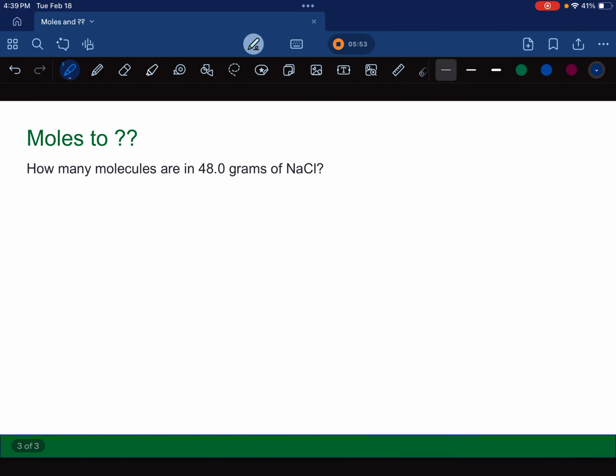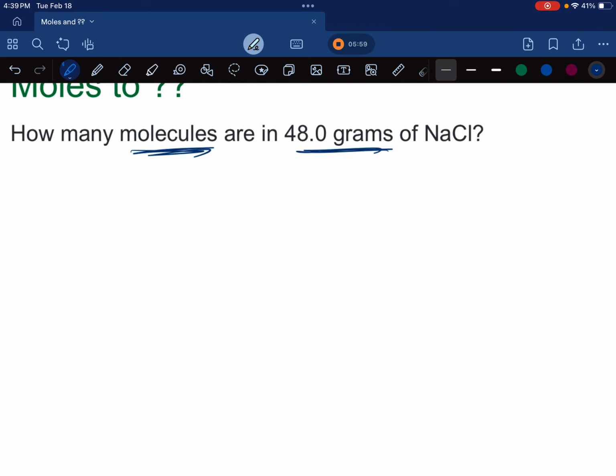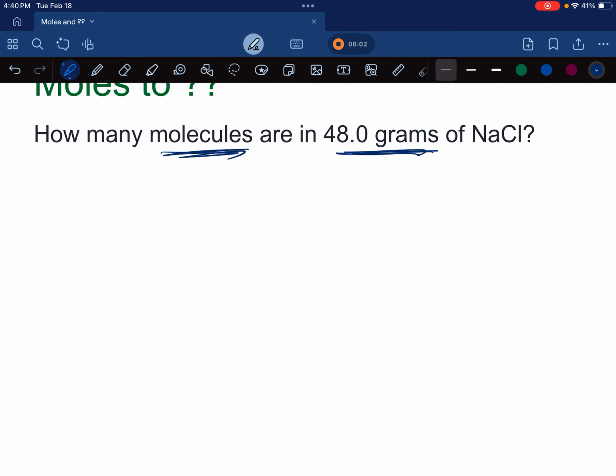Let's look at one more problem here where it's asking us to go from grams to molecules. So in this case, I don't have a direct conversion between grams to molecules, but I do have the ability to turn grams to moles, and I also have the ability to turn molecules to moles. So this is going to be a two-step problem, and that's what you want to identify. So if you ever see something with grams to molecules or grams to atoms, or really in this case, any grams to anything else, you will want to use the molar mass and Avogadro's number in the middle.